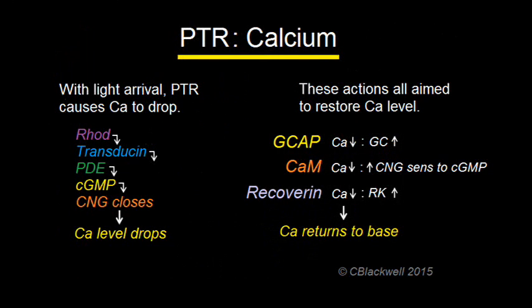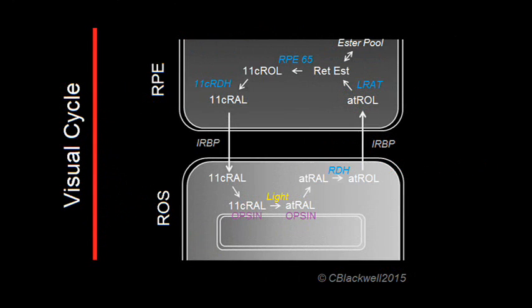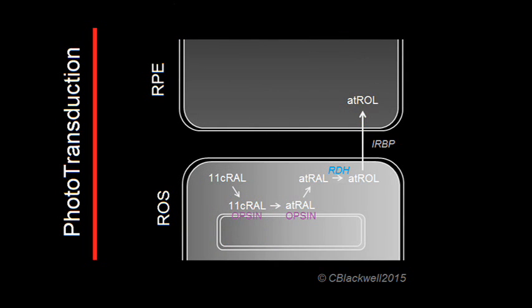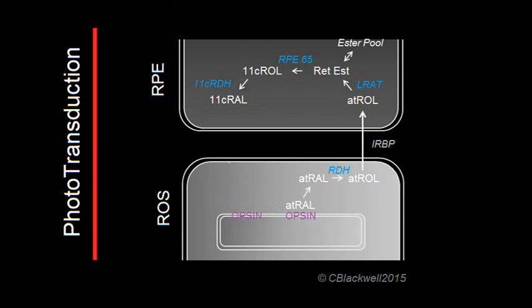The level of calcium within the cell plays a significant role in controlling several of these reactions. The main aim is to restore the calcium level rapidly to be ready for photon arrival. Lastly, we saw how the retinal molecule was recycled. It started in the 11-cis form, changing to the all-trans form when it absorbed a photon of light. The all-trans form had to go to the RPE cell to be changed back to 11-cis form, then back to the photoreceptor, where it could rejoin the opsin molecule ready for the next photon of light.